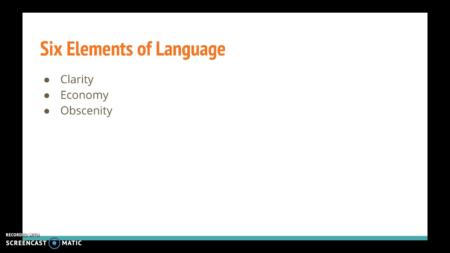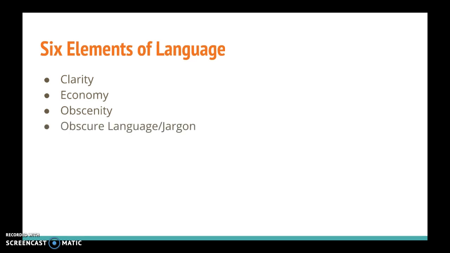So, typically, we don't recommend using obscene language in a speech unless your speech is about the origins of obscene language or something like that. But if you're going to do something like that, you have to talk to me first.